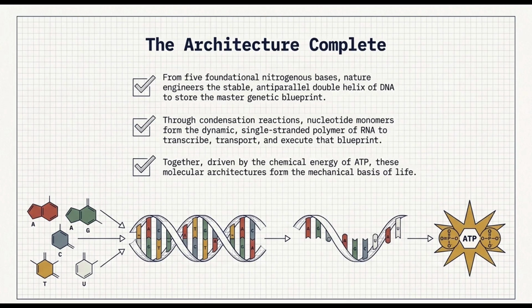So, from the five foundational nitrogenous bases, nature engineers the stable anti-parallel double helix of DNA to store the master genetic blueprint. Through condensation reactions, nucleotide monomers form the dynamic single-stranded polymer of RNA to transcribe, transport, and execute the blueprint. Together, driven by the chemical energy of ATP, these molecular architectures form the mechanical basis of life.